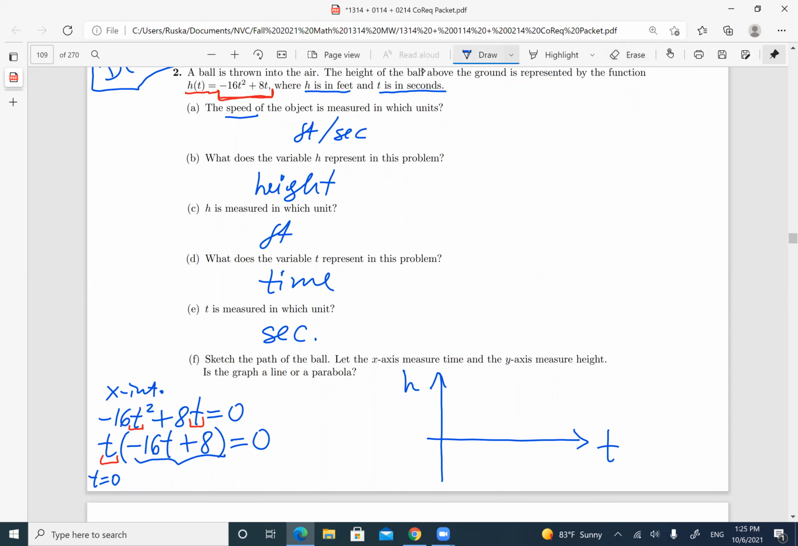Okay, so we solve t equals 0. That means one of the x-intercepts is going to be at 0. And then when I solve the other one, negative 16t plus 8 equals 0, I can add 16t to both sides and I get 8 equals 16t. I'm going to divide both sides by 16, and that gives me 1/2, or 0.5. So these are the x-intercepts.